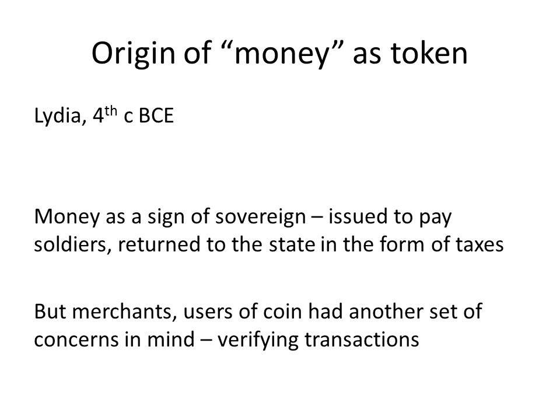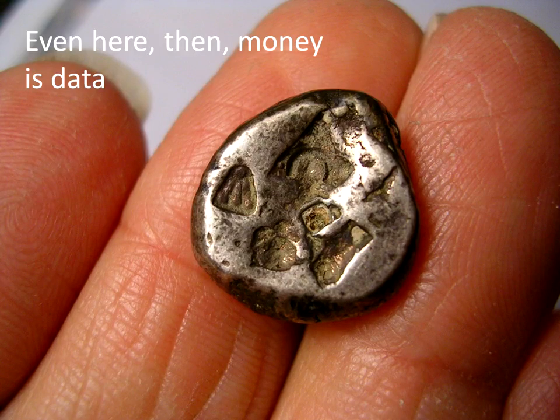But merchants, people who started to use coin for other transactions, had a whole other set of concerns in mind. They had a whole bunch of other things to worry about besides just, am I showing my fealty to the sovereign when I pay a tax using the sovereign's token? They were worried about verifying transactions. Is this coin any good? Have other people held it before me? Are those people of good character and good standing? Should I trust this new device, this new technology, this coin?